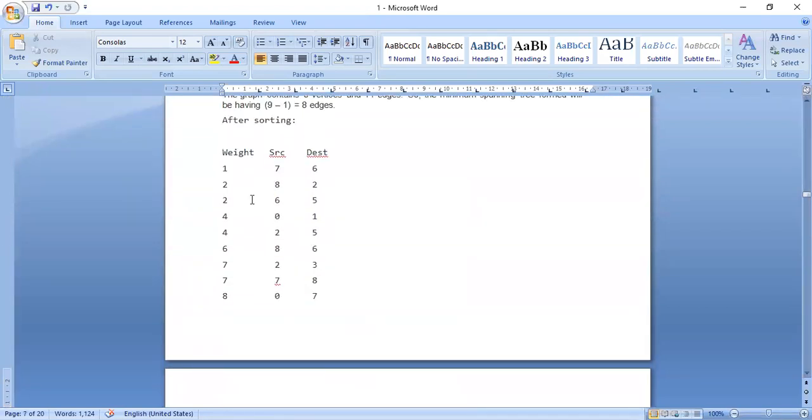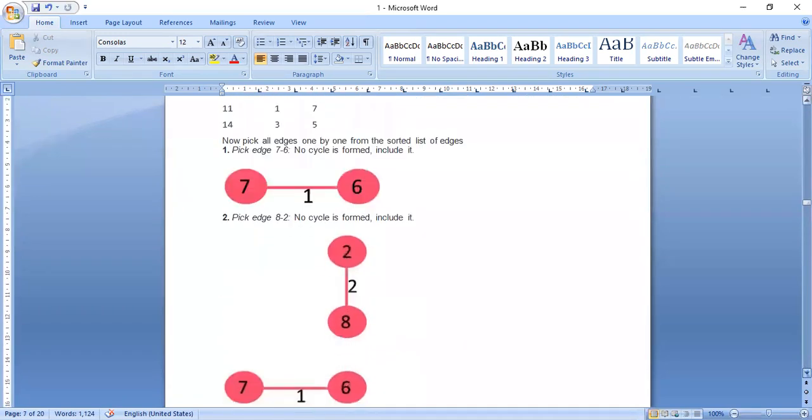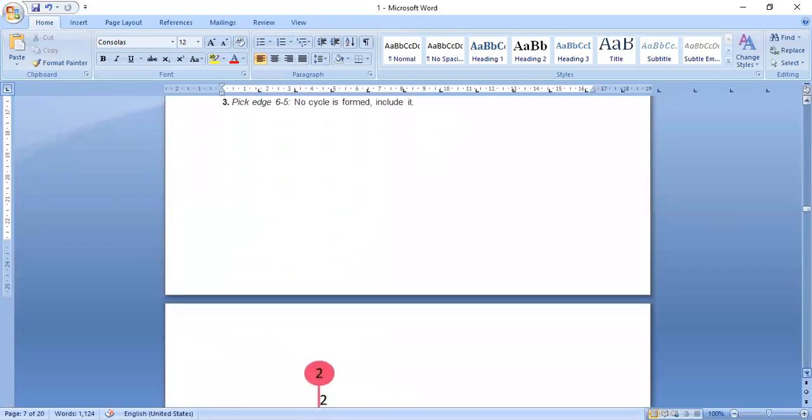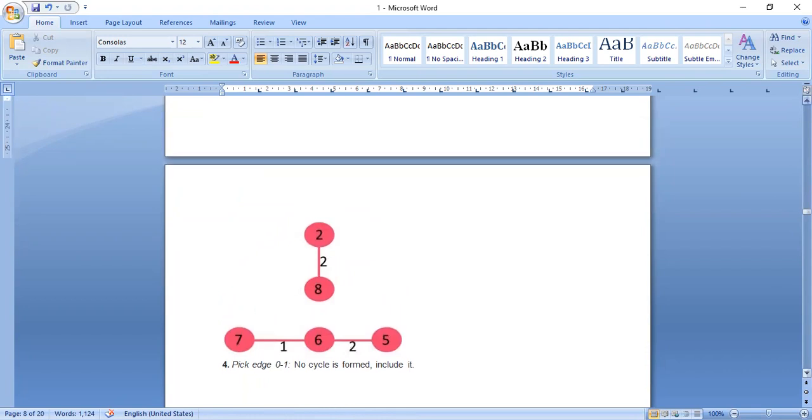Next edge in the ascending order is 6 to 5. It is also having weight 2. That we will add in the third step, and see that no cycle is formed. So no cycle was formed. Okay, so that's the third step.